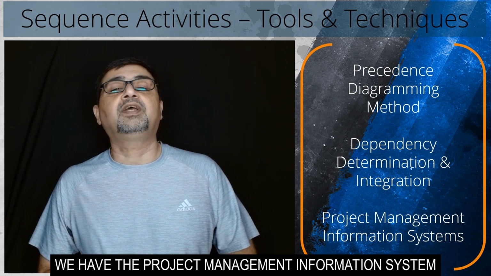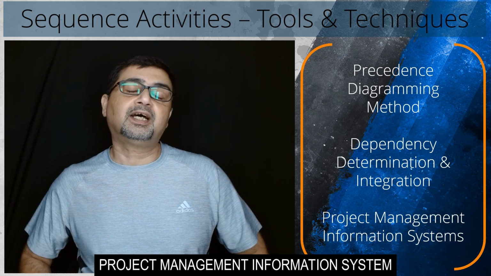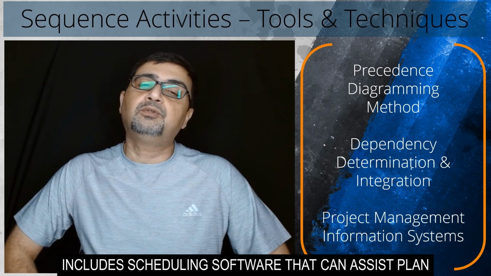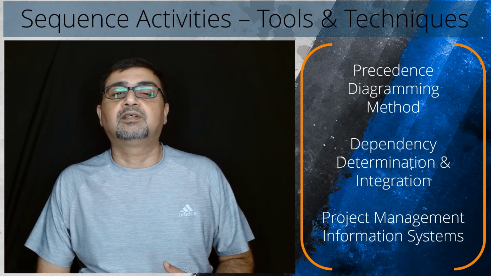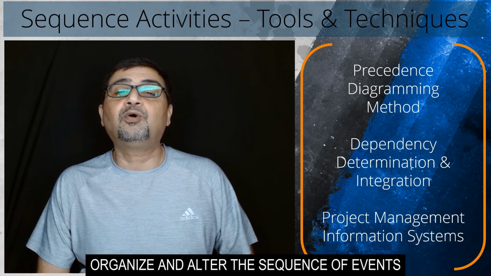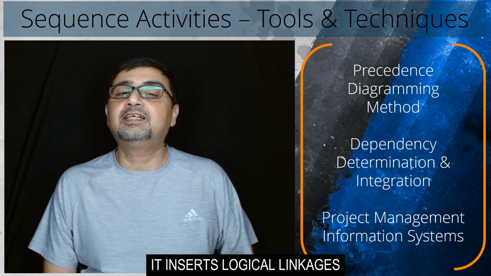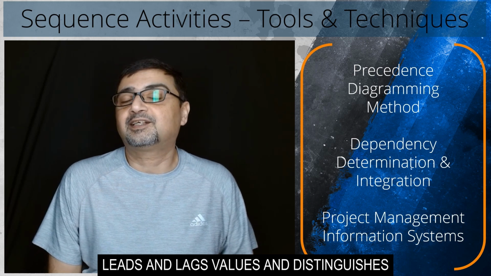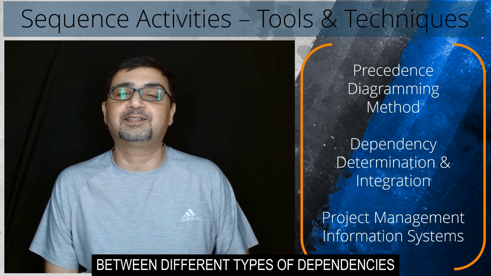At number four, we have the Project Management Information System. Project Management Information System includes scheduling software that can assist plan, organize, and alter the sequence of events. It inserts logical linkages, leads and lags values, and distinguishes between different types of dependencies.